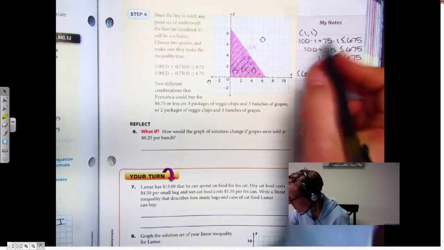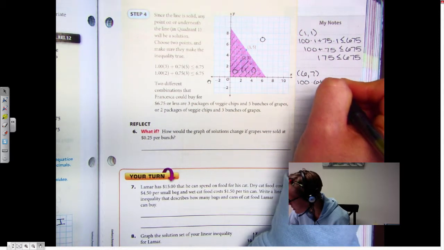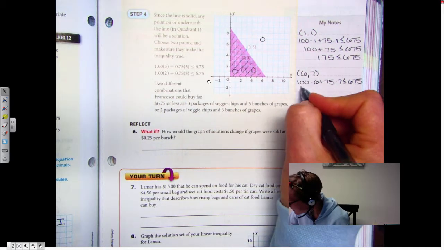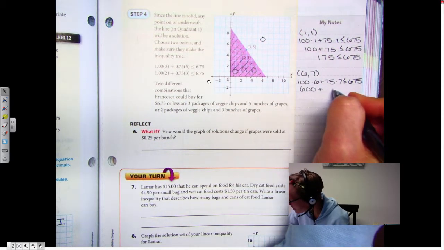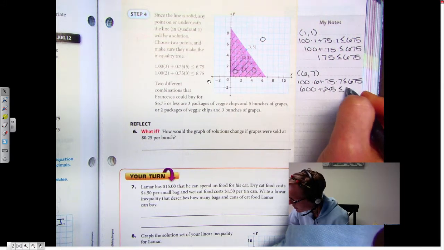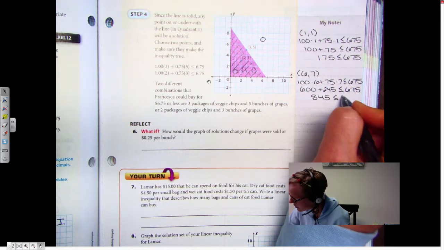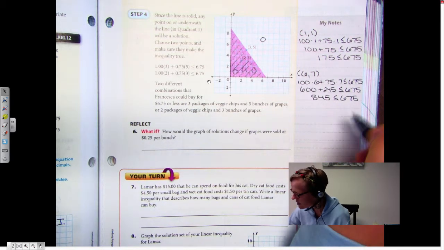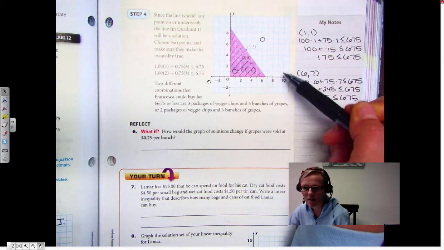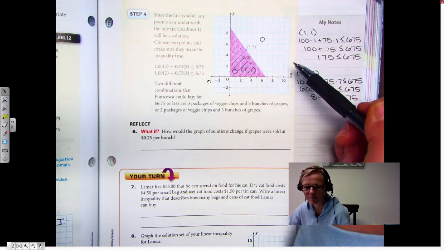If I did (6, 7), and I started to plug it in here, I'd get 100 times 6 plus 75 times 7. 600 plus 245. So is 845 less than or equal to 675? No, that's false. So that means that all of these solutions in this part of my quadrant, this half of my plane, would not be solutions.